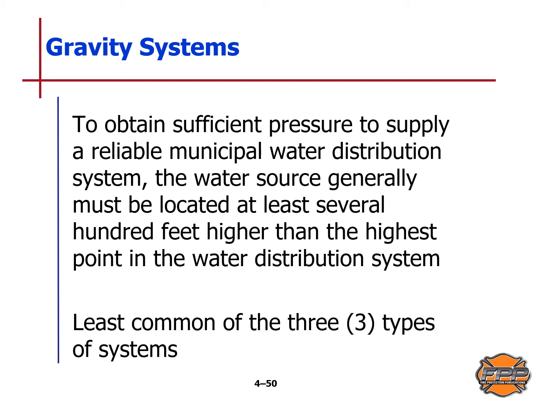To obtain sufficient pressure to supply a reliable municipal water supply system, the water source generally must be located at least several hundred feet higher than the highest points in the water distribution system, and it is the least common of the 3 types of systems.